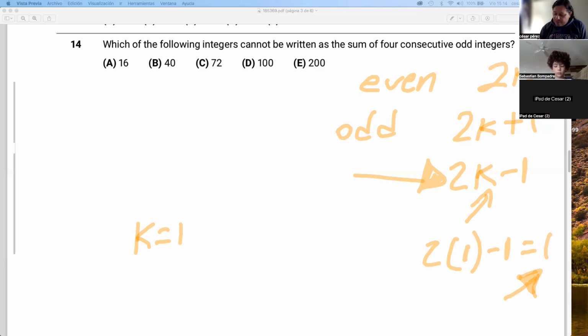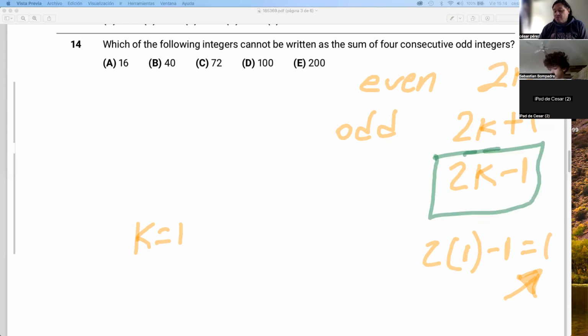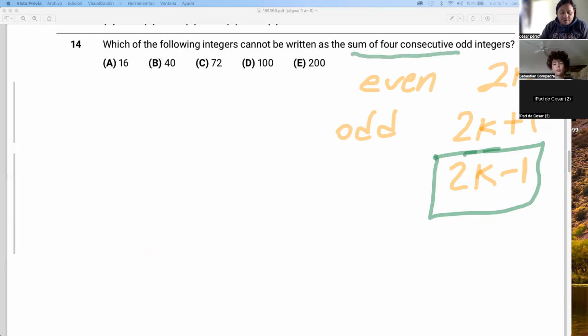Usamos esta forma, 2k menos 1, porque de esa manera vamos a obtener como primer número al 1. Y de esta manera podemos usarlo, ¿sí? Nos facilita. This is correct. Sometimes we will write it this way, but this is even more useful. Okay. So they are asking for us, which of the following integers cannot be written as the sum of 4 consecutive odd integers.